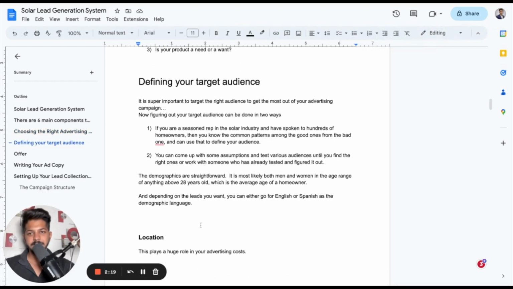Defining your target audience. It is super important to target the right audience to get the most out of your advertising campaign. Now, figuring out your target audience can be done in two ways. Firstly, if you're a seasoned rep in the industry and have spoken to hundreds of homeowners, then you know the common patterns among the good ones from the bad ones, and you can use that to define your audience. If you're not, you can come up with some assumptions and test various audiences until you find out the right ones, or you can work with somebody who has already tested it and figured it out.